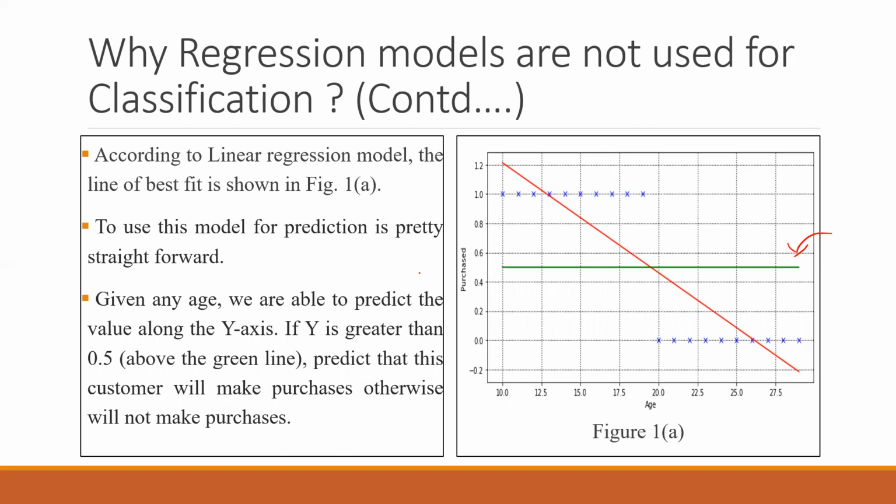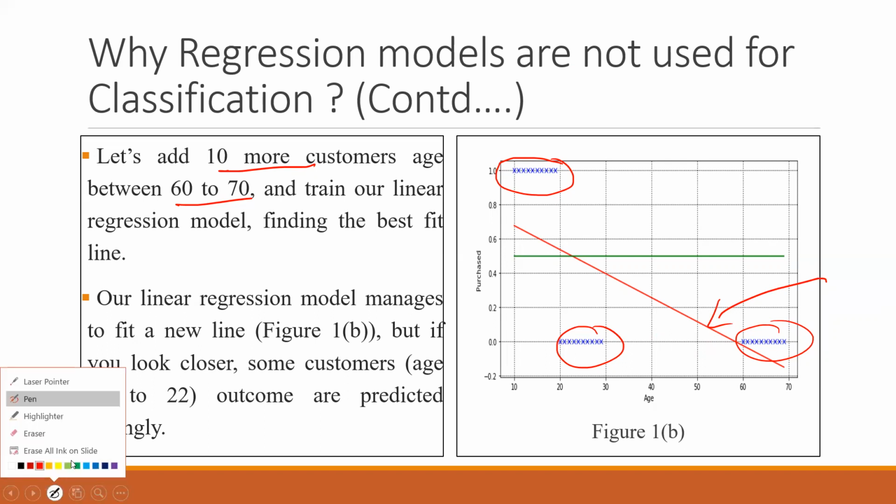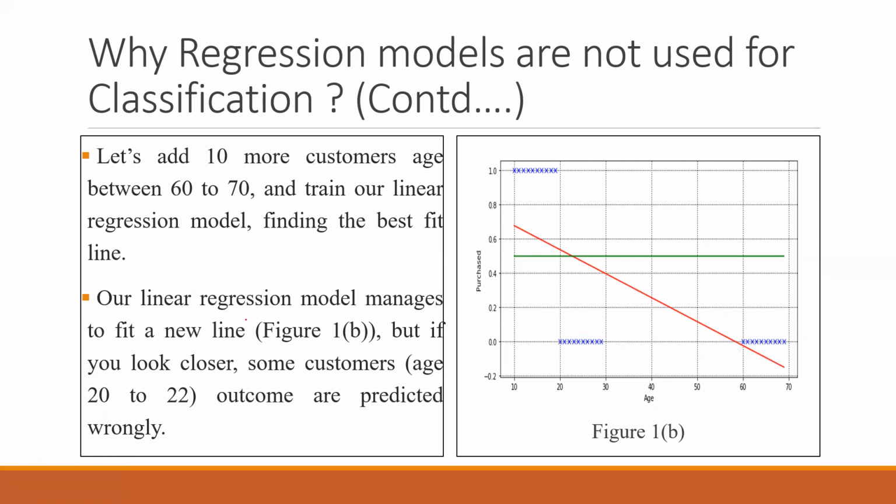So that's what is being discussed here. Now after that, let's add 10 more customers of age between 60 and 70. Then what will you do, right? We are saying train our linear regression model, finding the best line. So when your data set is like this, one is here, one is here, one is here. Now if you implement linear regression, your line will be like this red line, okay? And again, this is not the best scenario, because just minimizing the error and fitting a line is not the purpose; we want to do a classification, we want to get the things done. But our linear regression model in this case manages to fit a new line.